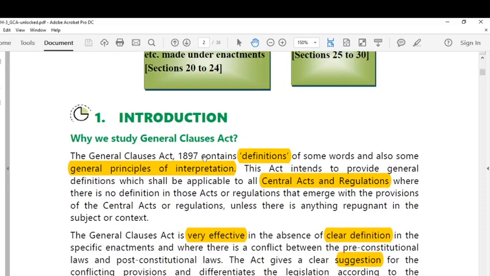So the General Clauses Act, a brief introduction for you, is that it contains definitions, as I told you, of some words, also some general principles of interpretation of the statutes made in the parliament. So this act intends to provide certain general definitions which shall be applicable to all the central acts and regulations.